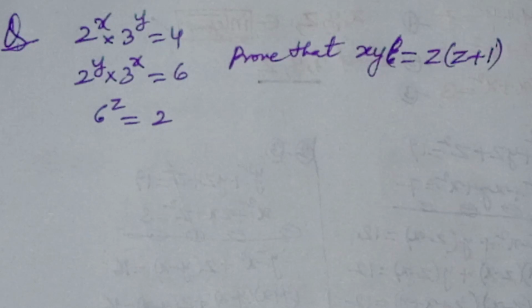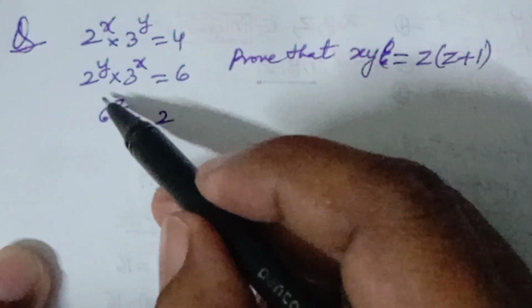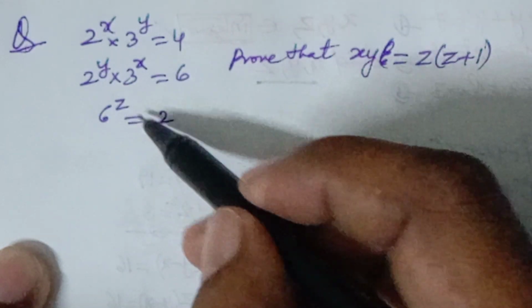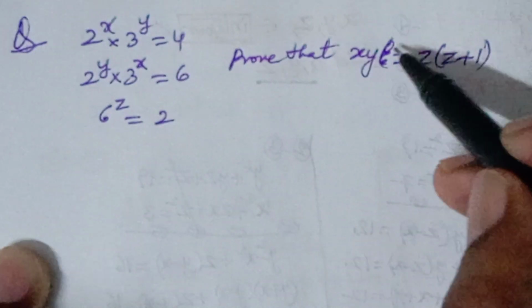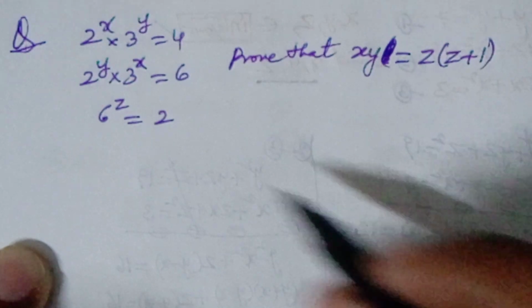So, like this logical, the question is: given 2^x times 3^y is equal to 4, 2^y times 3^x equal to 6, 6^z equal to 2. Prove that xy is equal to z times (z plus 1).